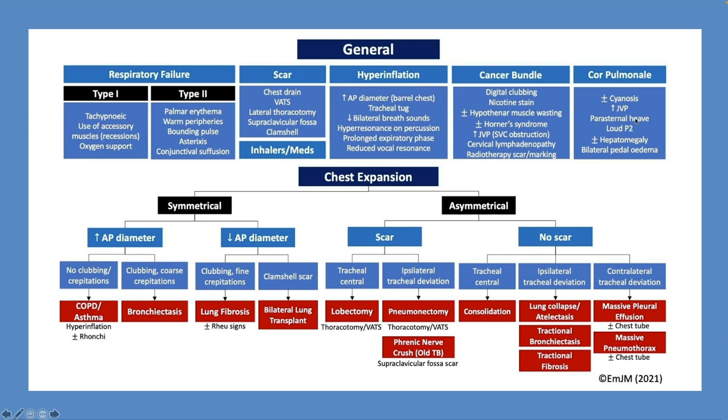Let's say there's actually pulmonary hypertension. So you want to see whether there's any raised JVP, loud P2, and also pedal edema. So usually I only look at these three. I don't look at all.